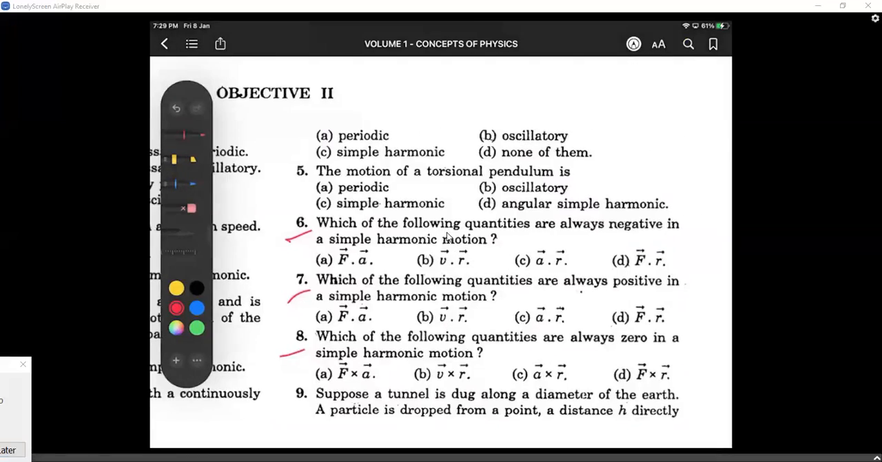Now, look at the sixth question. Which of the following quantities are always negative? If they're in the same direction, the dot product is positive. If they're in the opposite direction, the dot product is negative. Getting my point?